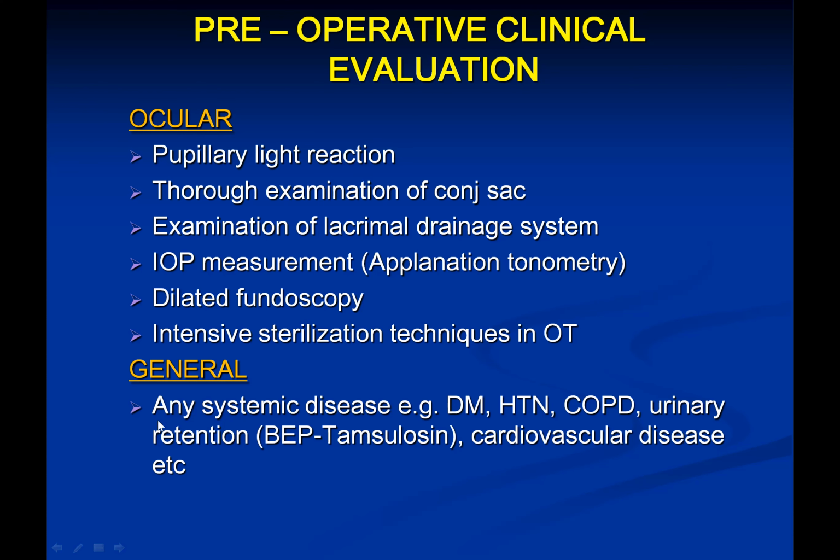On general examination, you should always look for diseases like diabetes mellitus, hypertension, chronic obstructive pulmonary disease of the respiratory tract, urinary retention, because benign enlargement of prostate and medication used for prostatic pathology can cause surgical issues. Then cardiovascular diseases should also be managed because they will also lead to some problem with local or general anesthesia of the patient.